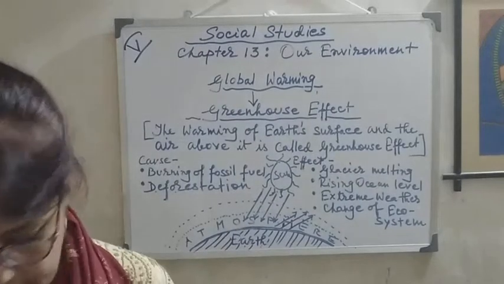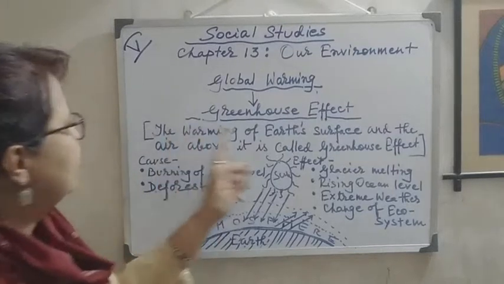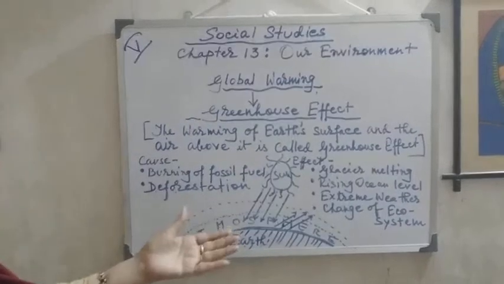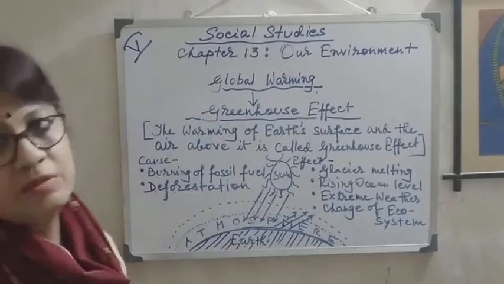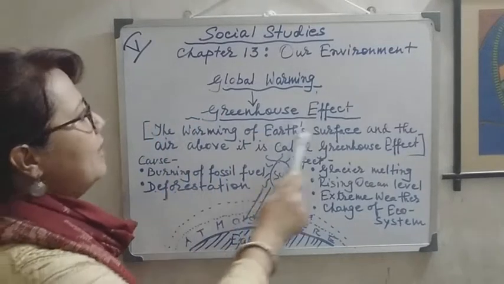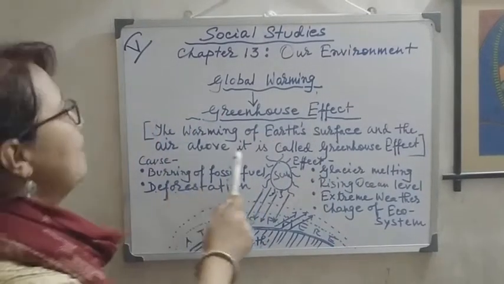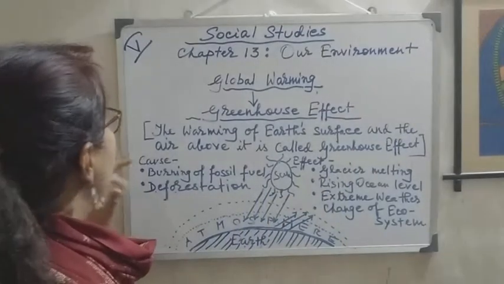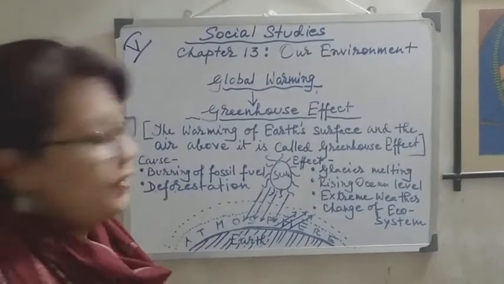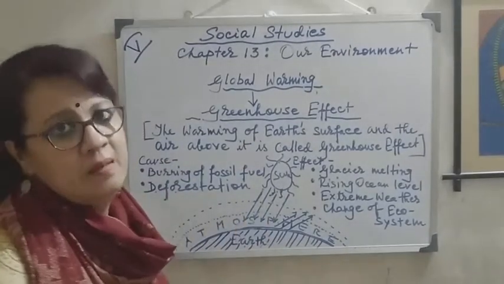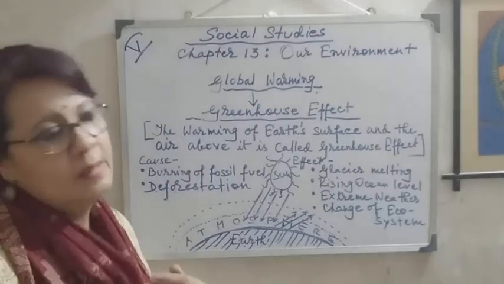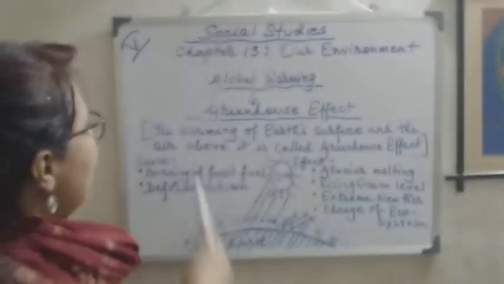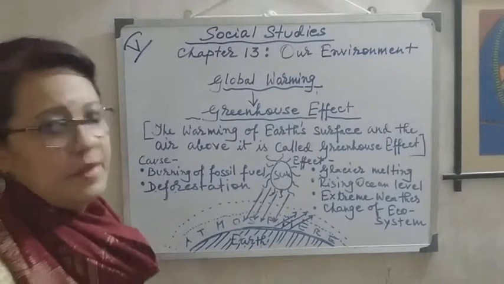Now I'm telling you what the greenhouse effect is. As the temperature of our Earth rises, that is called the greenhouse effect. What is the greenhouse effect? The warming of Earth's surface and the air above it is called the greenhouse effect. Okay, and what are the causes of the greenhouse effect? Burning of fossil fuel. What are fossil fuels? Fossil fuels are coal, petroleum. These are the fossil fuels. And burning of fossil fuel causes the greenhouse effect.